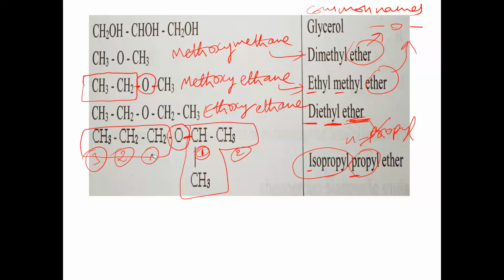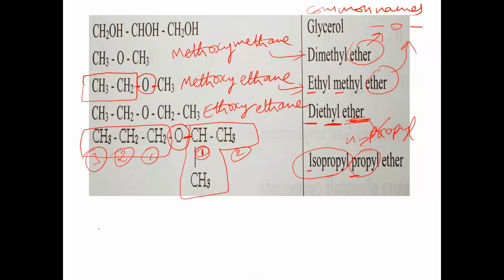Isopropoxy is getting which position? First position. On the first carbon only, the isopropoxy group is there. So we have to give the lowest position to the substituent now. So the isopropoxy group should be given the first position. So we have to say 1-isopropoxypropane.